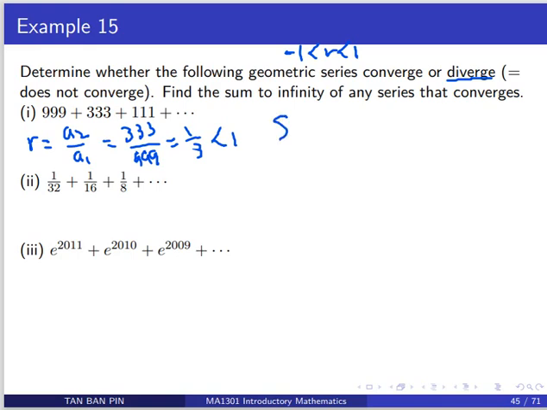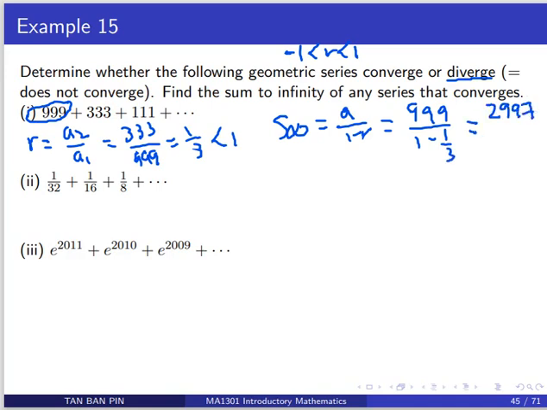So you can talk about S infinity. S infinity is A over 1 minus r. A is the first term, 999, right? So it should be 999 over 1 minus 1/3. You work this out, it should give you 2997 over 2. So the answer is convergent and it gives you 2997 over 2.